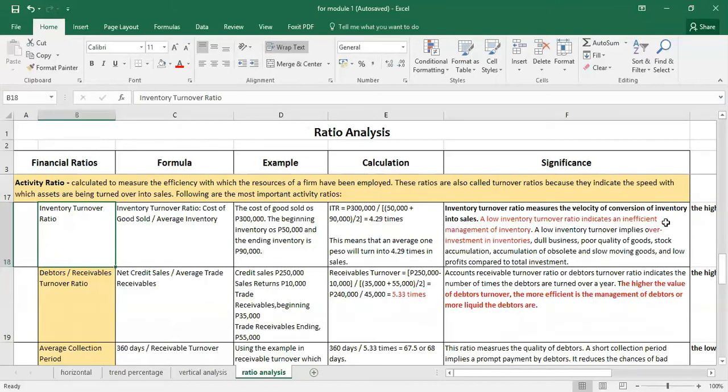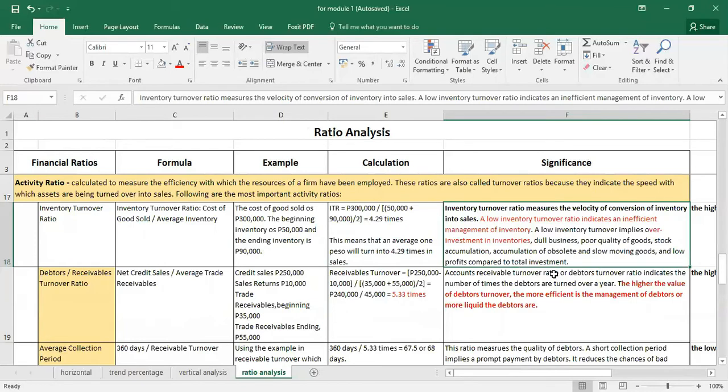So, going back pala, to compute for inventory turnover ratio, cost of sales or cost of goods sold divided by the average inventory or the inventory. So, a low inventory turnover ratio indicates an inefficient management of inventory. A low inventory turnover implies over-investment of inventories. So, ang dami mong biniling tinapay na hindi mo pa nalalabas, ang dami-dami mong biniling specific na item na pangbenta mo pero hindi mo pa nabebenta. So, yun yung ibig sabihin kapag mababa yung turnover or inventory turnover ratio mo.